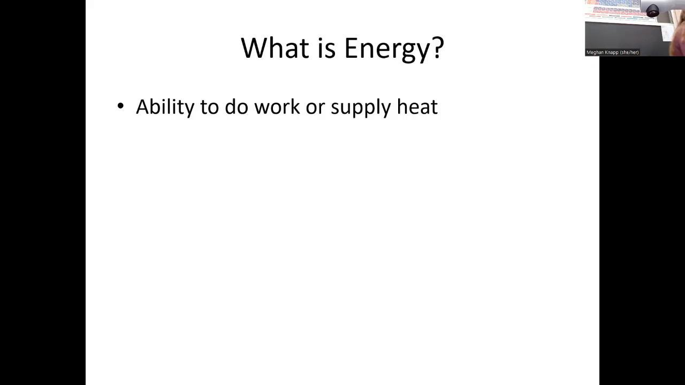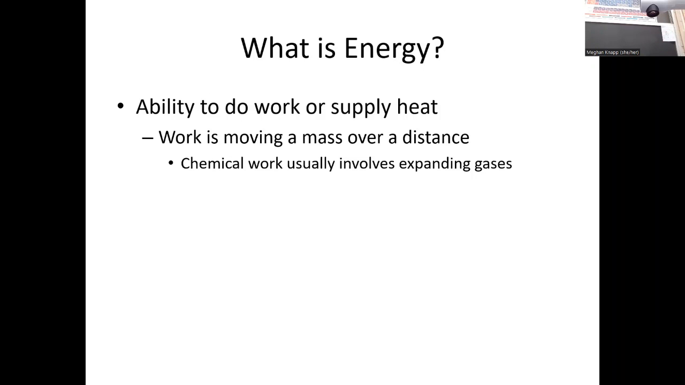Well, again, work and heat are terms we use in everyday life. So what do we mean by those? So in science, work is moving a mass over a distance. So a force times a distance is how physicists are going to calculate work. For chemistry, usually this involves having a gas that is created, and that gas expanding is going to be moving the air particles around it, or if it's in an engine, it's going to move a piston or something like that. We won't focus too much on work. We'll think mostly about the heat, but chemical systems can do work.